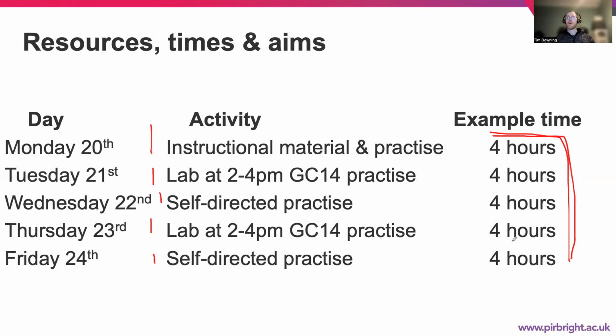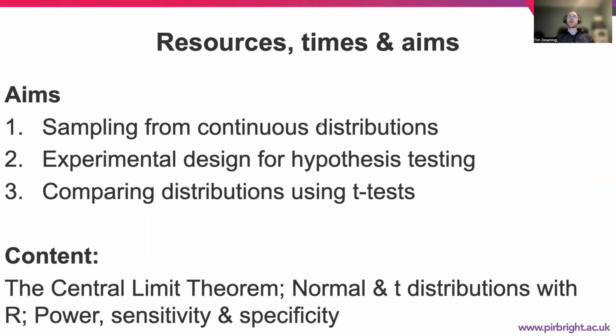So our main goals for this course are to look at sampling for continuous distributions in particular. So continuous distributions are what we're going to focus on, and we'll look at how we can design hypotheses in that context, and therefore we're going to look at things like Z-tests, T-tests, and then the power required for those different types of tests. So we're going to look at things like the central limit theorem, normal distributions, T distributions, power, sensitivity, and specificity.